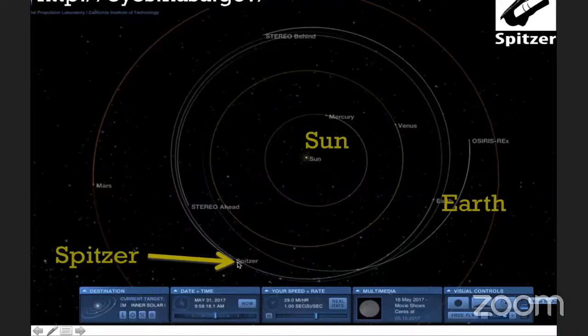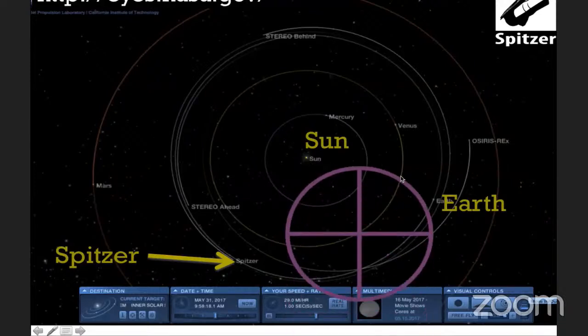There's Spitzer right there. So Spitzer is in an Earth-trailing solar orbit. What that means is we gave it enough energy on launch to kick it out of the Earth-Moon system, and it has just slowly trailed away from us ever since. It's got a little bit less energy than the Earth does, and so it's just slowly, with respect to Earth, falling away from us. But it is continuing to orbit the Sun.